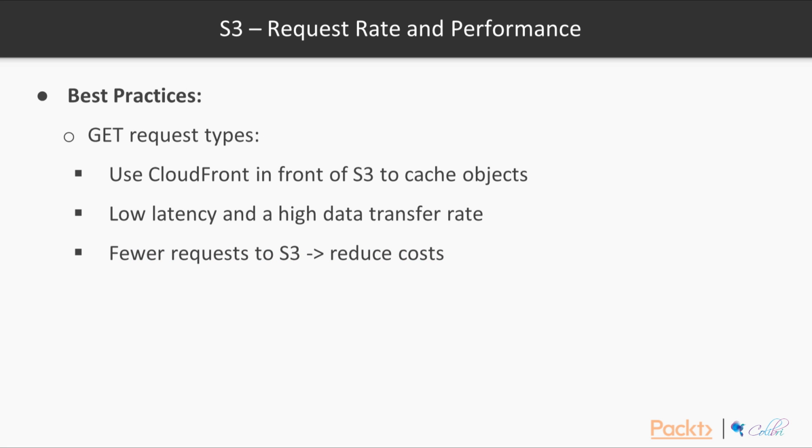In terms of other best practices, when you're getting a lot of data or performing a lot of GET requests, it makes sense to use Amazon CloudFront as a cache for S3 objects, and this will allow your users to have much lower latency and a much higher data transfer rate when pulling objects from S3. And the reason for this, as we mentioned before, is CloudFront is a content distribution network, which means it moves your objects and your data closer to the users to ensure optimal performance.